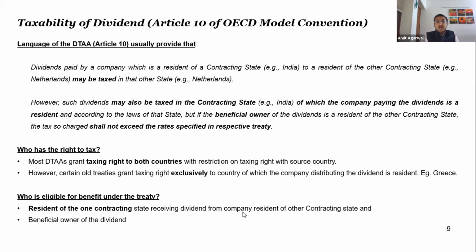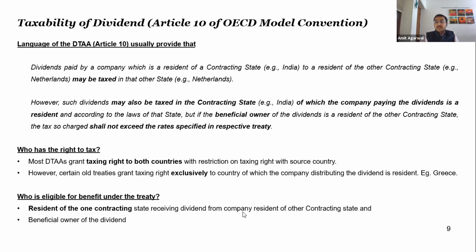Now, if we see what is typically the language used in DTAA under Article 10, this is a typical language which is used in most of the treaties. What they say is: dividend paid by a company which is a resident of a contracting state, say India, to a resident of the other contracting state, say Netherlands, may be taxed in the other state, which is Netherlands. So that is a general clause which gives taxing right on dividend to both the states. However, such dividend may also be taxed in the contracting state, that is India, of which the company paying the dividend is a resident, and according to the laws of that state.